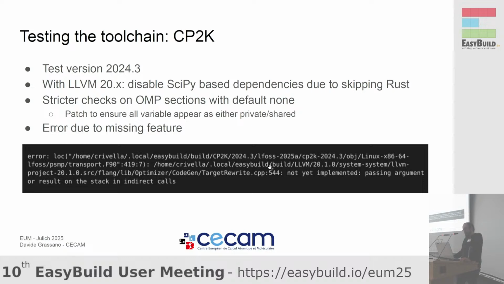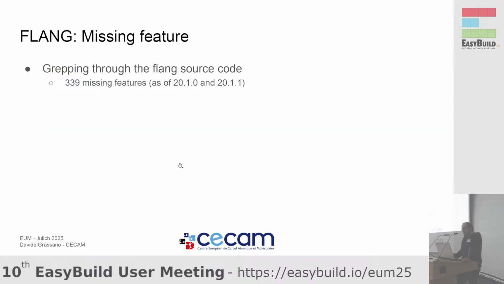And unfortunately, I was not able to get CP2K to compile because one of the features of CP2K ends up hitting a "not implemented" error in Flang. And actually, about these not-implemented errors, there are 339 of them if you grep through the source code. This number didn't change between 20.1 and 20.1.1. Actually, I checked it yesterday night as a comparison with 19.